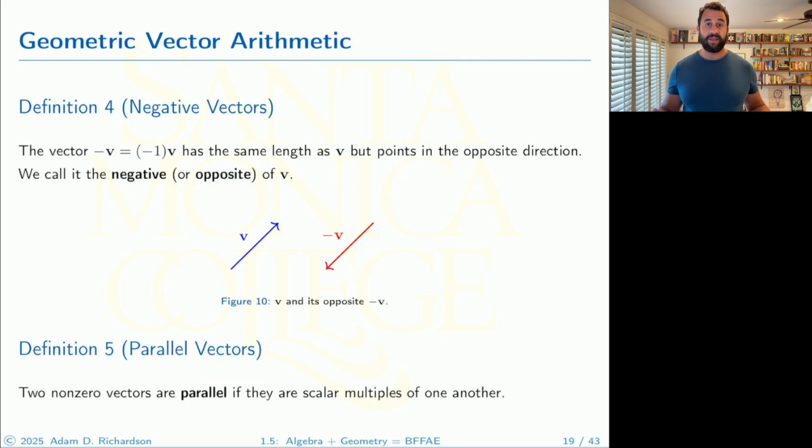And this is how we can define negative vectors. So what is the vector -v? It is quite literally -1 times v. It's got the same length as v, it just points in the opposite direction. Here you go. Here's v, here's -v.